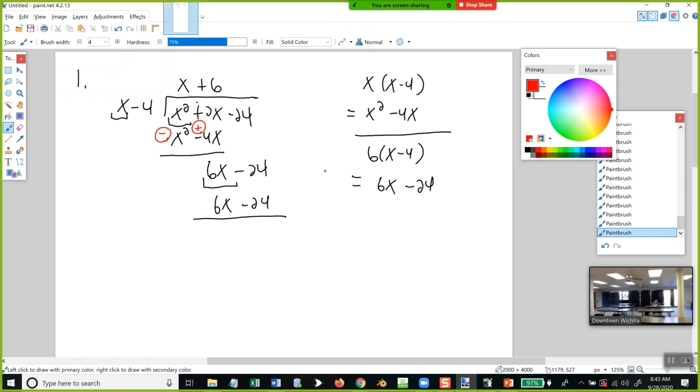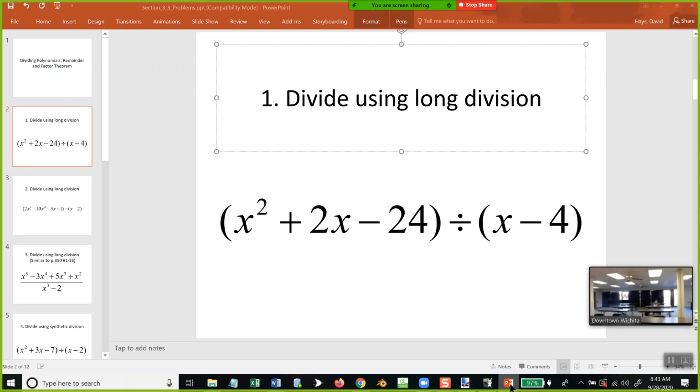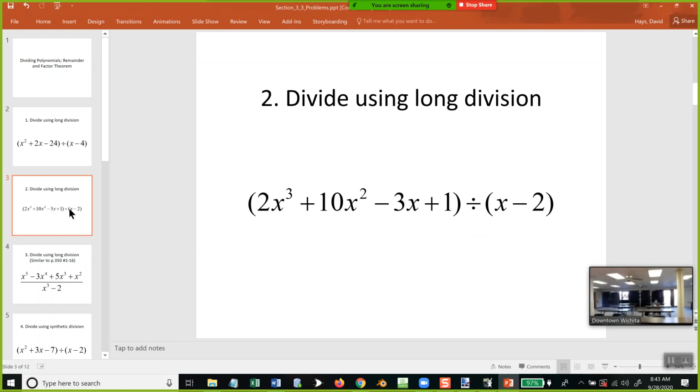I'm going to subtract that line, which means flip signs. So the 6x becomes negative. The negative 24 becomes positive. 6x minus 6x drops away. Negative 24 plus 24 gives us 0. So our answer to this problem would be x plus 6. Let's take a look at this problem.